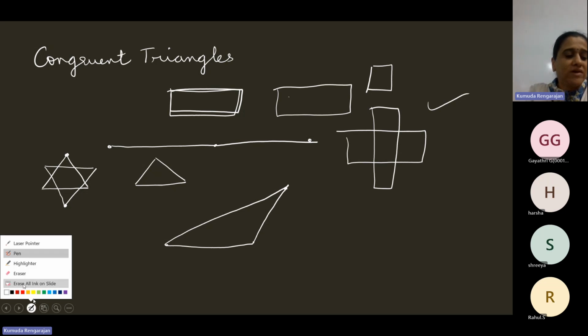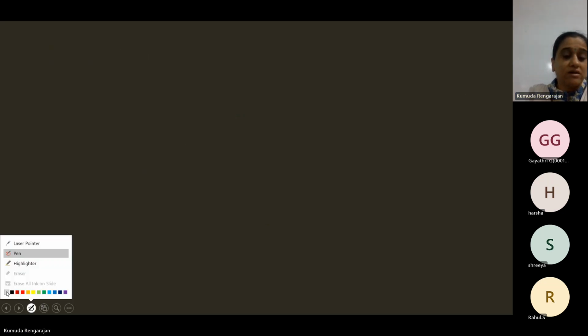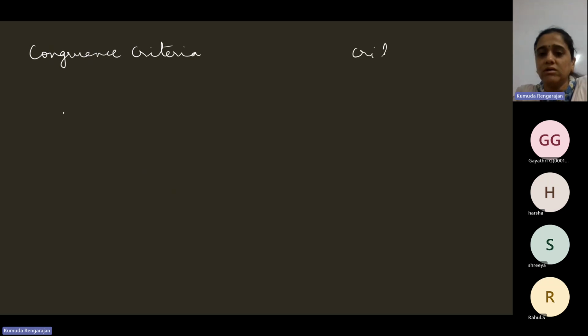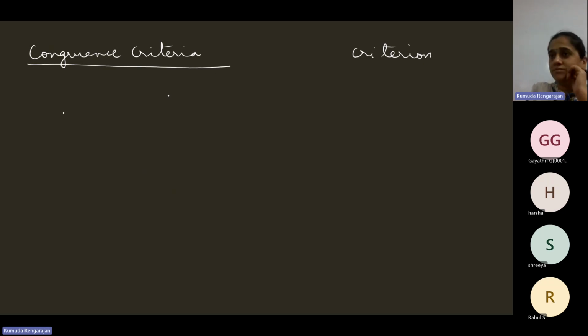Now, we have something called the congruence criteria. Criteria is plural for criterion. Criteria is plural. Criterion is singular. Now, what are these congruence criteria?